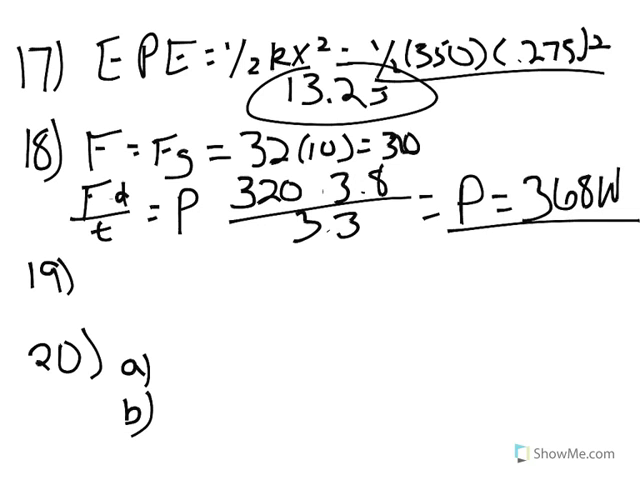Number 19. As the tires of a braking car skid across the road, is the mechanical work done on the car positive or negative? It is negative because it's slowing down.